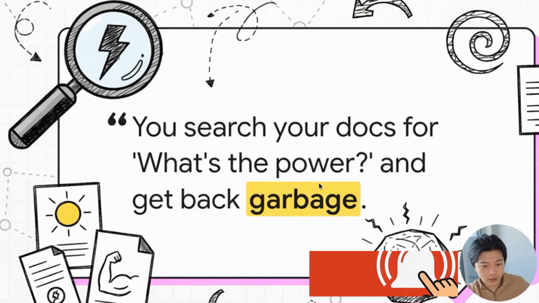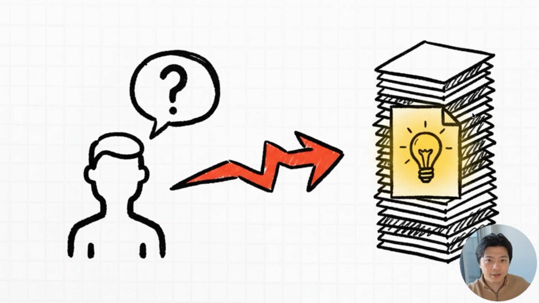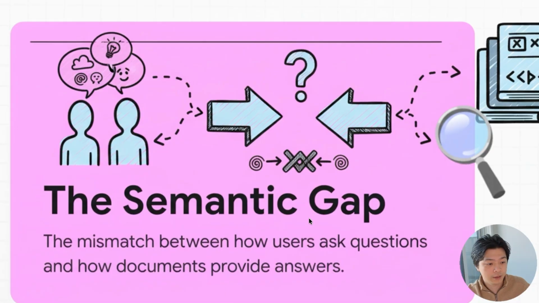You search your docs for "what's the power" and get back garbage. The answer is right there. Your query just doesn't match. And this is the semantic gap.